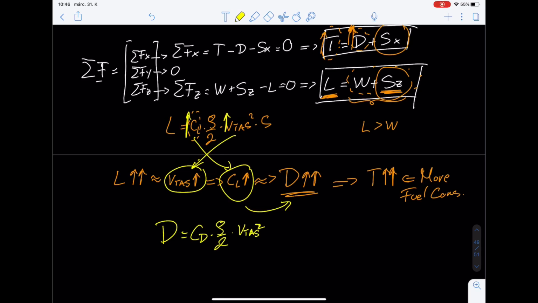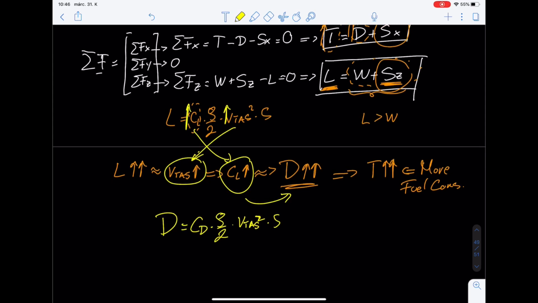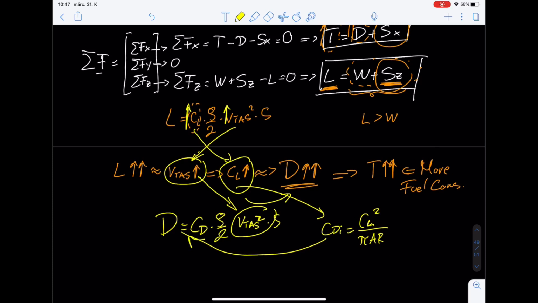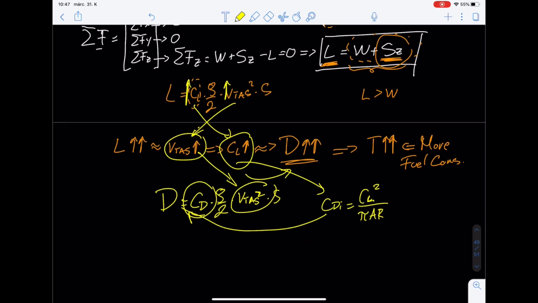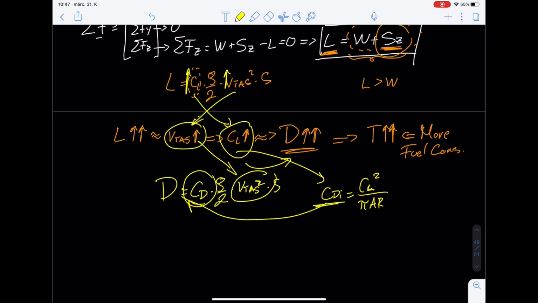times the true airspeed squared times the surface area, right? So if you increase the true airspeed, that's quite apparent, visible in the formula itself. However, if you increase the lift coefficient, what you also increase is the induced drag coefficient, because it has the square of the lift coefficient in it over pi times the aspect ratio, which gets added to this drag coefficient. And if you look at the polar curve of the aircraft, it's very visible that if you increase the lift coefficient, your drag coefficient altogether is also going to increase.